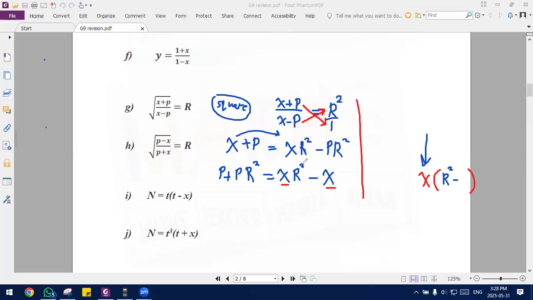X r squared divided by x is r squared. Then we put the minus. Then x divided by x is 1. Equal to, here we have p plus p r squared.